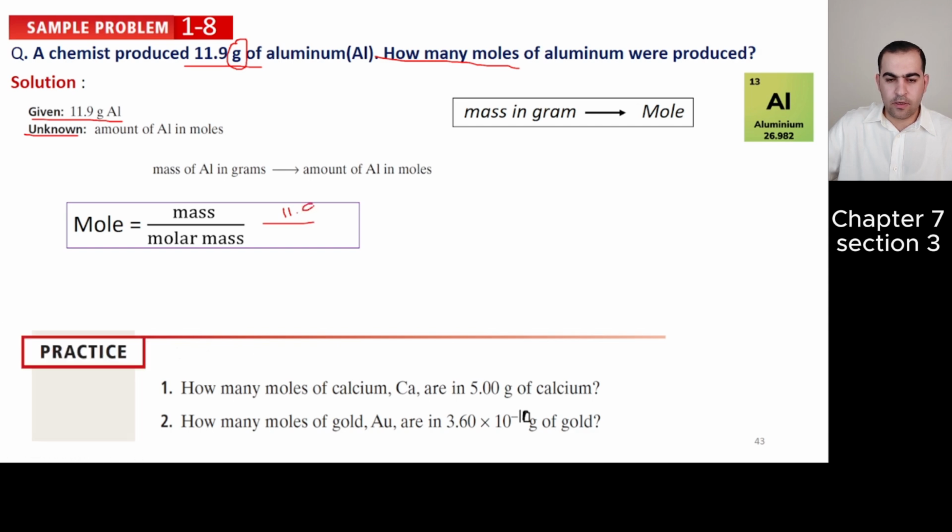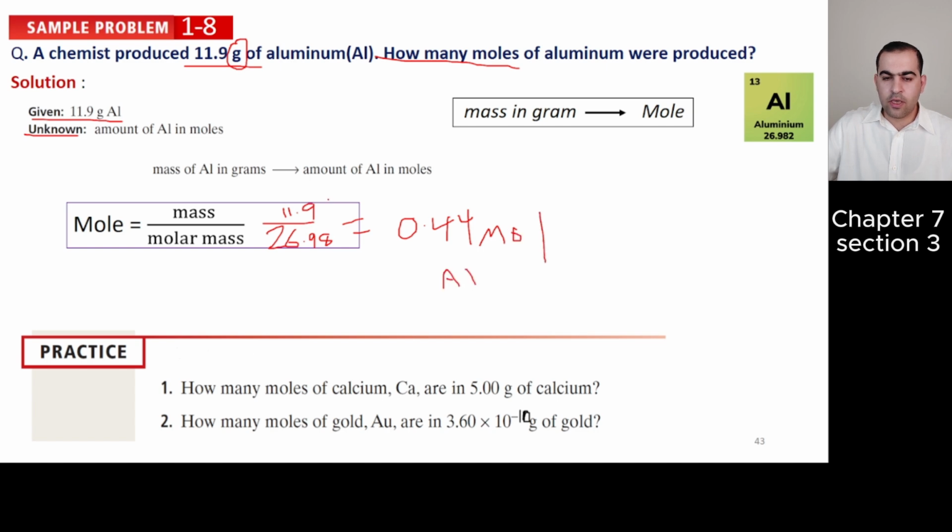11.9. Okay. Molar mass of aluminium will be given. It equals to 26.98. So total, you get what? The aluminium is 0.44 what? Mole of aluminium.